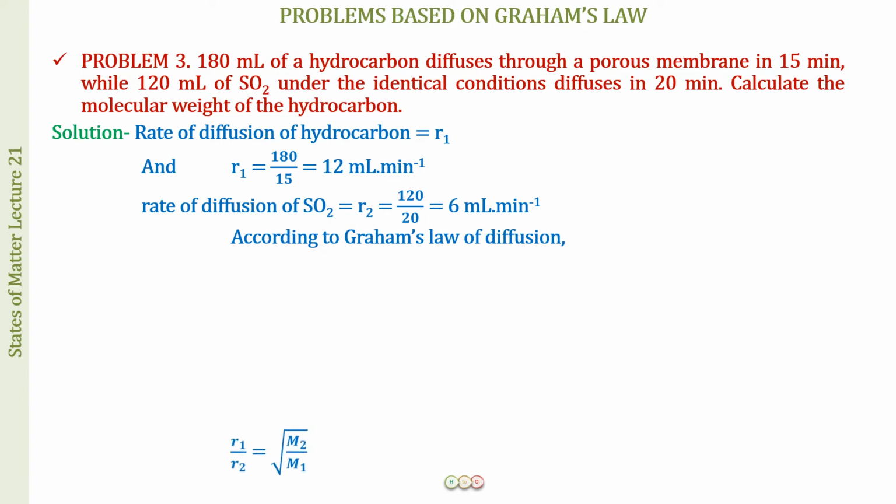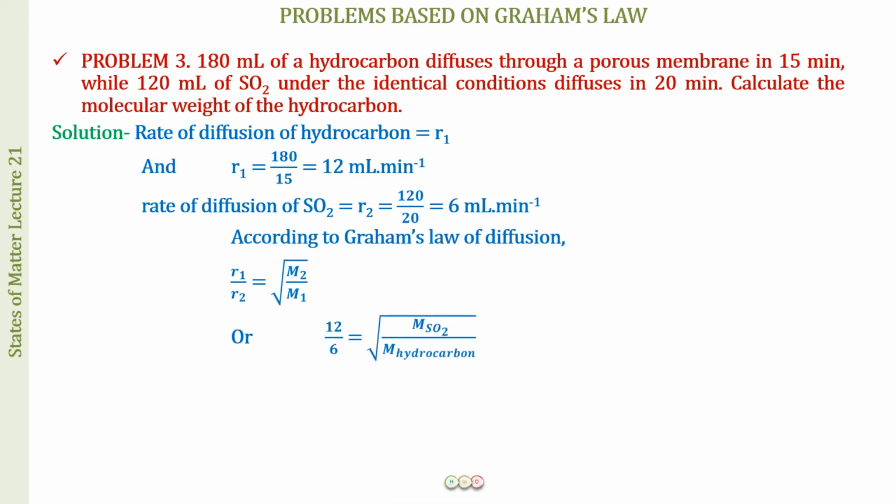So according to Graham's law, we know the relationship of the rate of diffusion to the molecular weight of the gases. So R1 by R2 is going to be equal to under root of M2 by M1. Now when you put in the values, you already know the molecular weight of sulfur dioxide. So you can find out the molecular weight of the hydrocarbon. And this you're going to find out to be 60.